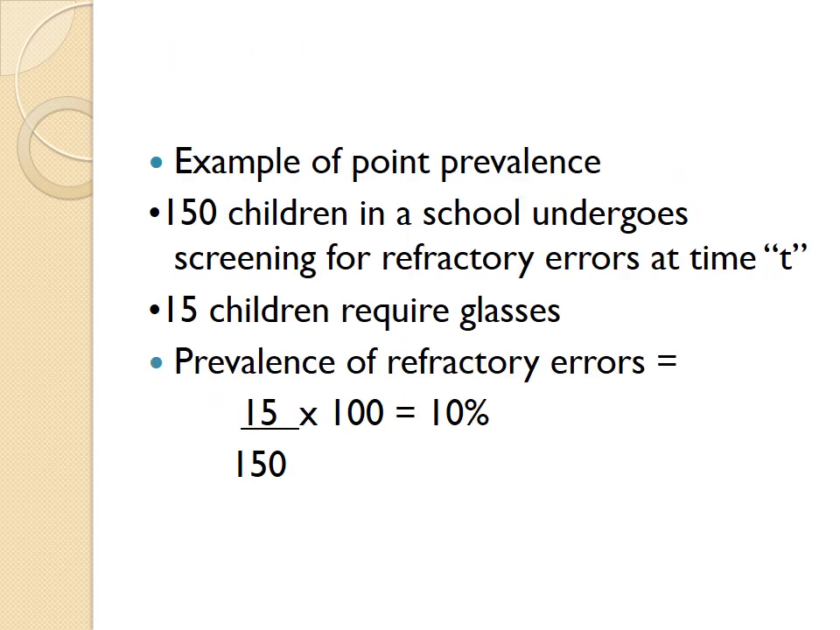Here I am giving one example of point prevalence. Say 150 children in a school undergo screening for refractive errors at time t, and 15 children among them require glasses. So the prevalence of refractive errors can be calculated by 15 by 150 into 100, that is 10%.